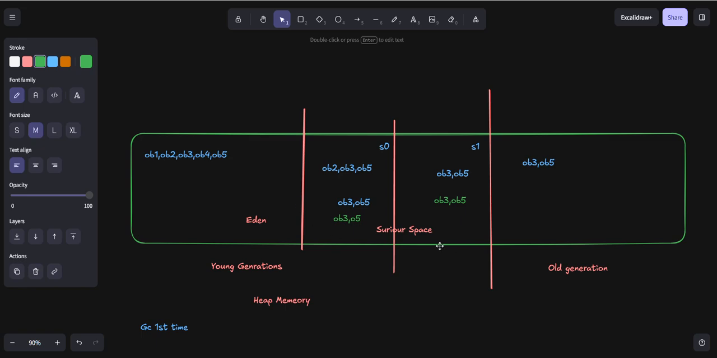Today we are covering one of the important topics, that is the garbage collector, how it runs, and what the algorithms of garbage collector are. Okay, so let's deep dive into the topic.